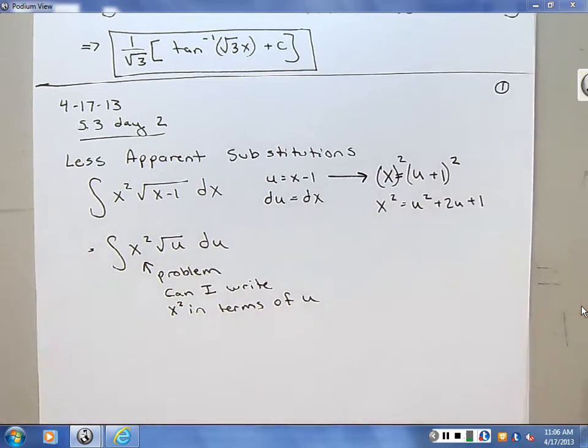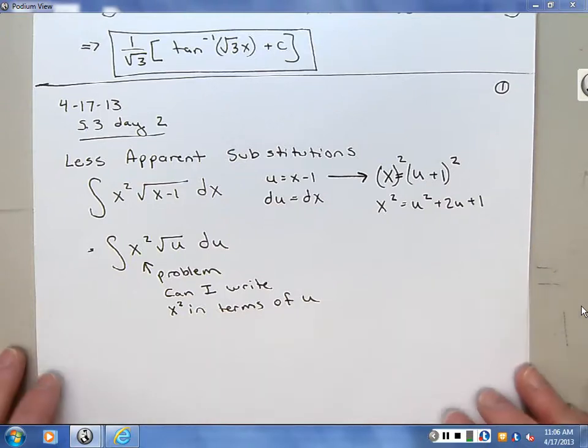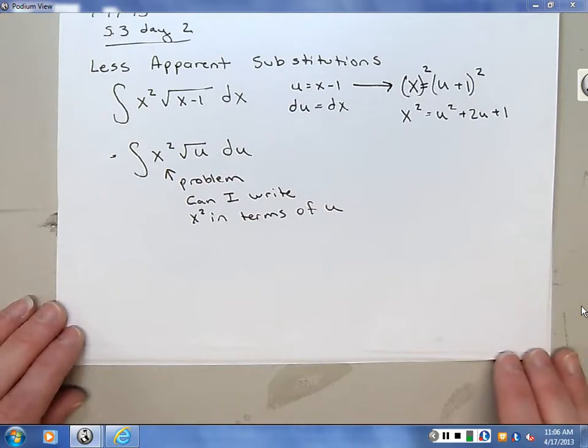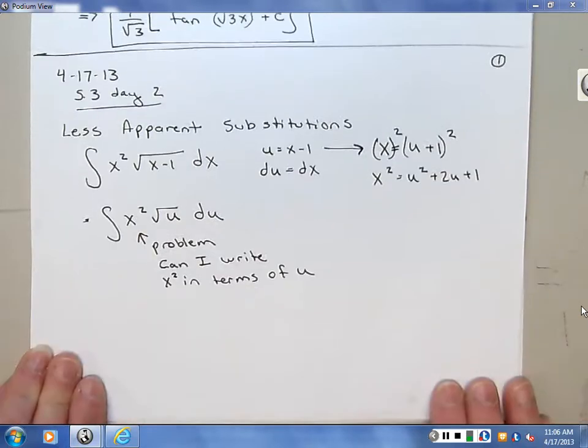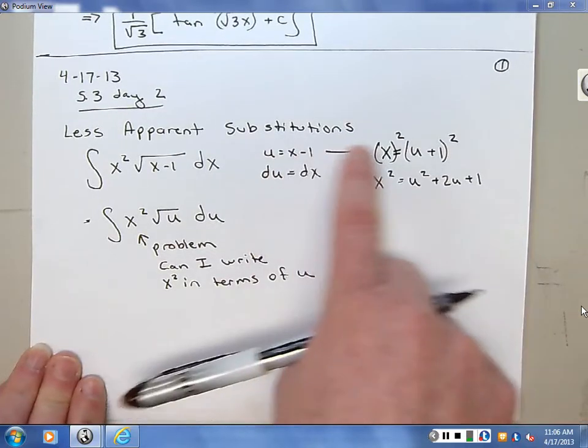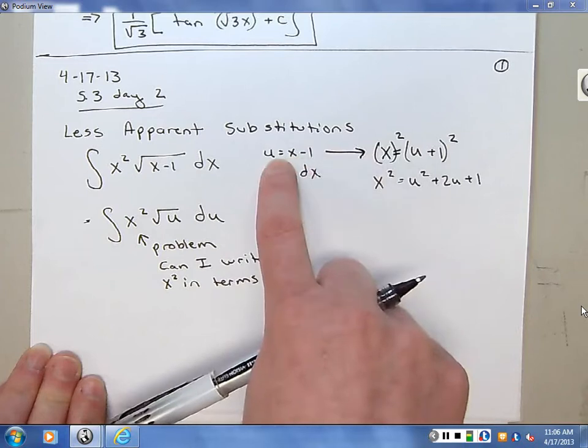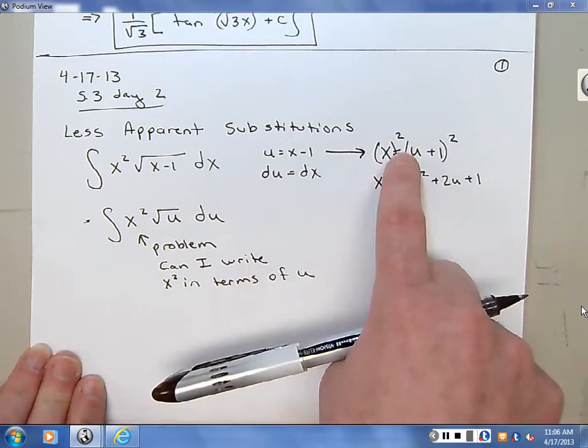Right? So I was able to write x in terms of u, and I was able to write x squared in terms of u. And I could write x cubed in terms of u. I could write x to the 57th in terms of u. It would not be fun, though. But you can do it. So here, yes, from my u.